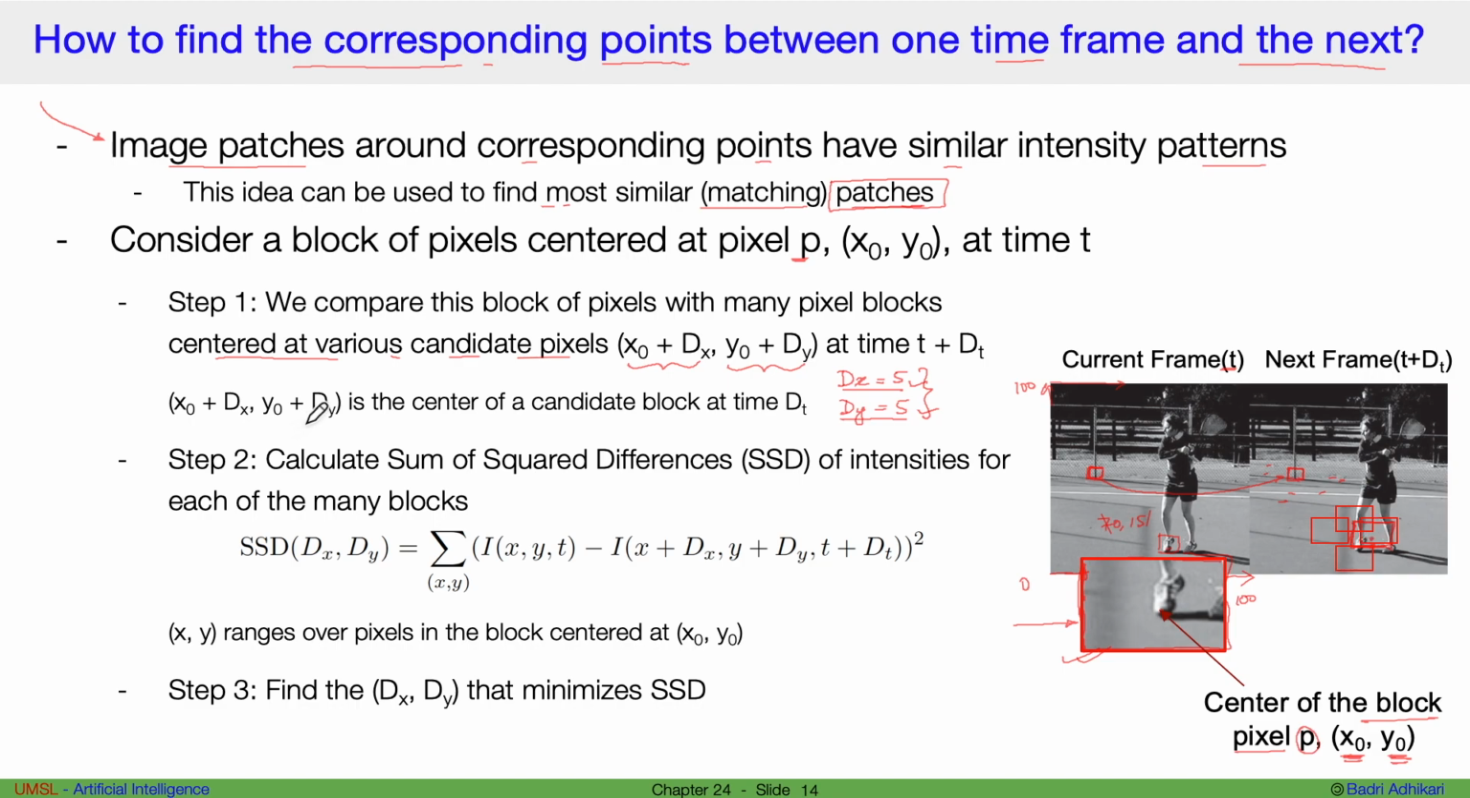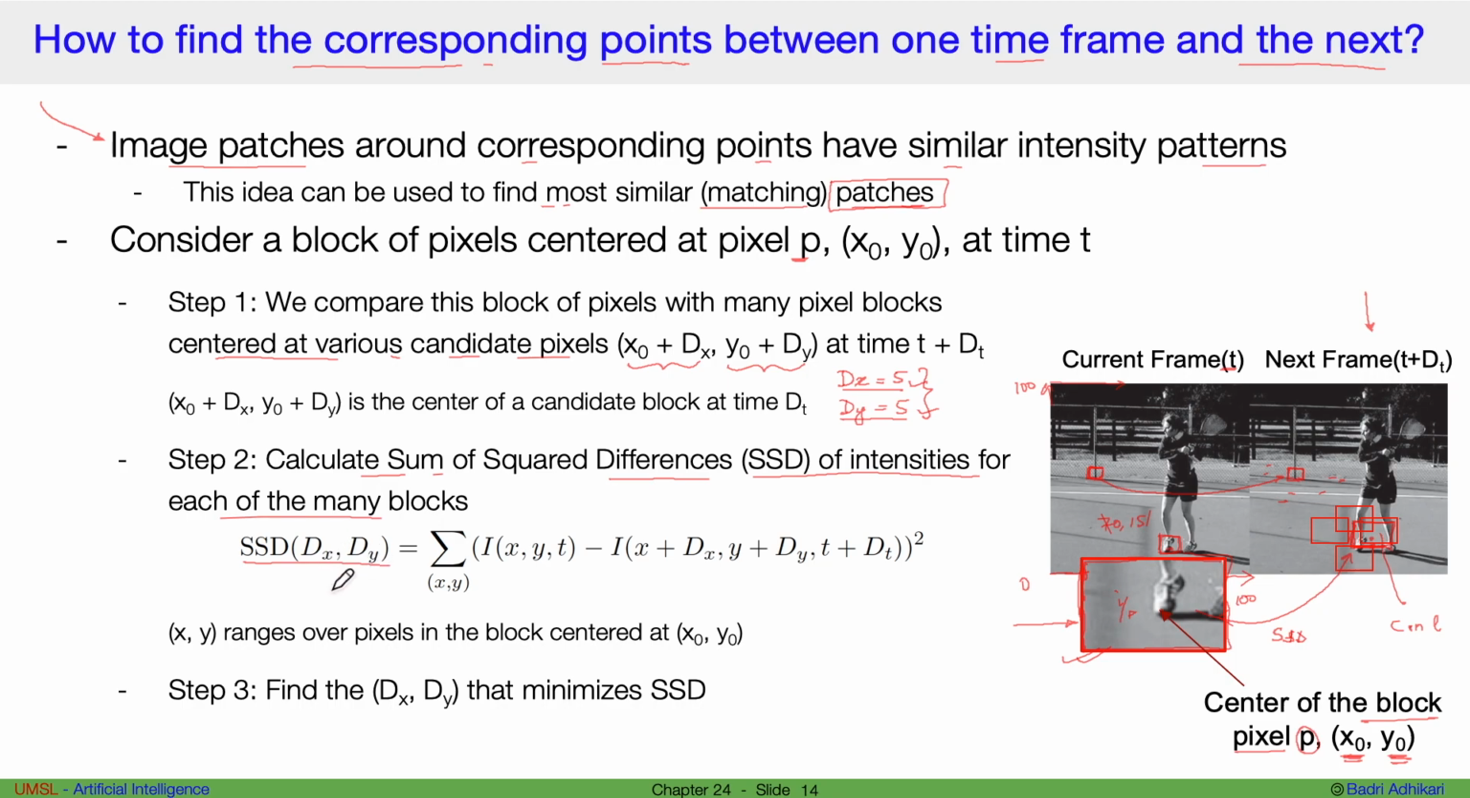So now I have my input block of pixels centered around P, and another block of pixels in the next time frame, centered around x naught plus dx and y naught plus dy. Then we calculate the sum of squared differences of intensities for these two blocks. I take my input block and this candidate block, and calculate the sum of squared differences, SSD. This SSD is very easy to calculate.